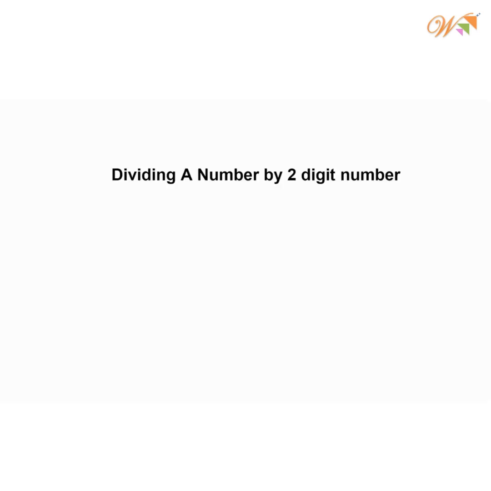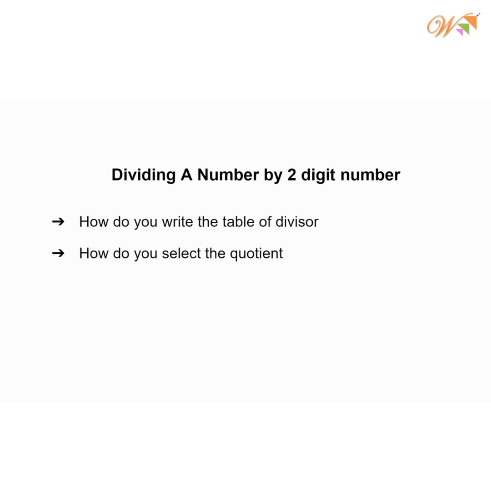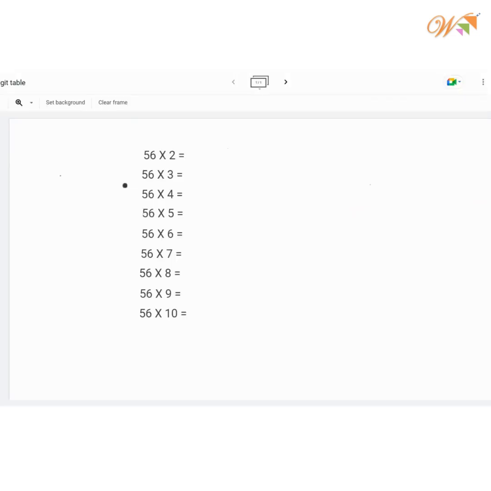When you're dividing a number by a two-digit number, there are two things that matter. First, how do you write the table of the divisor? Second, how do you select the quotient? First, let's see number one. How do you write the table of the divisor? Let's see the fastest way with which we can write the table of a two-digit number.